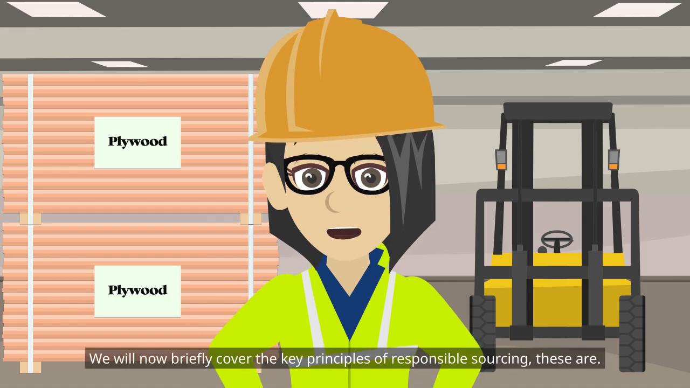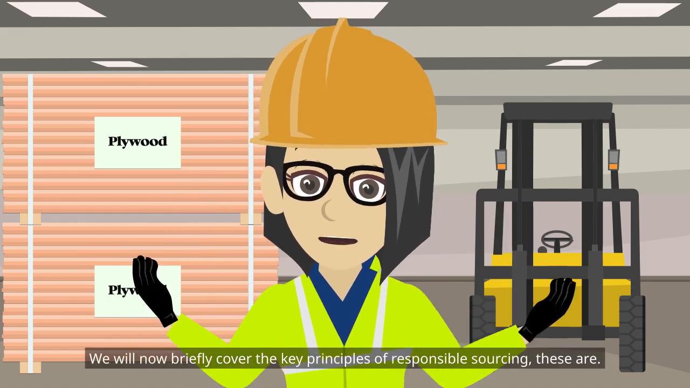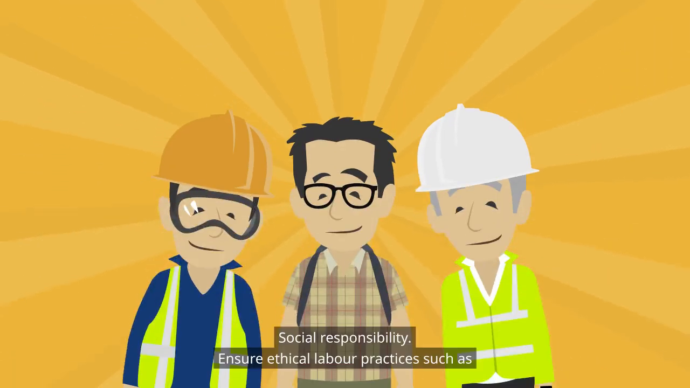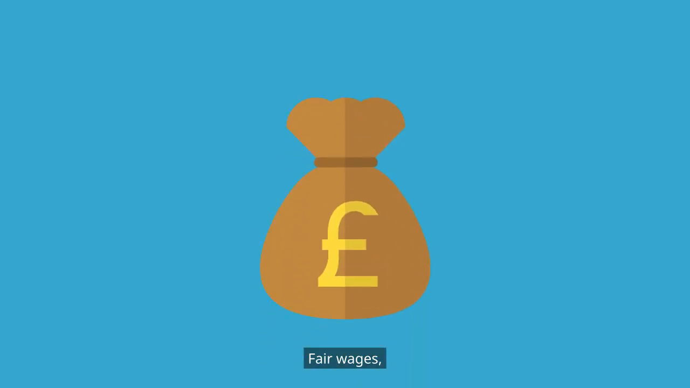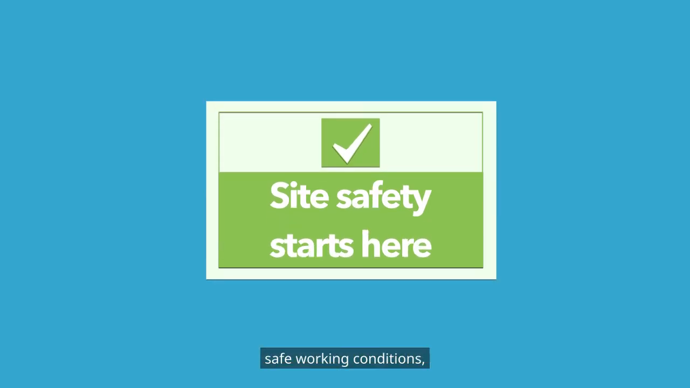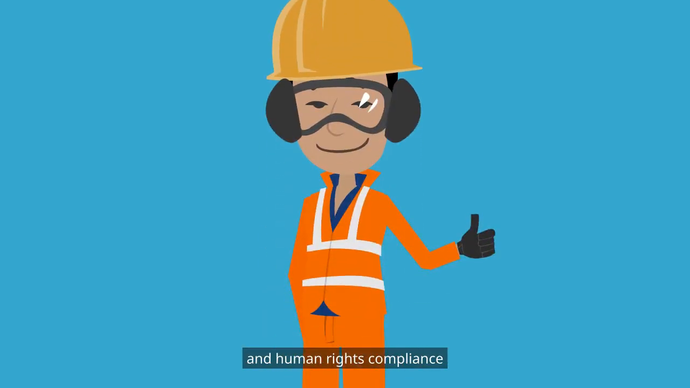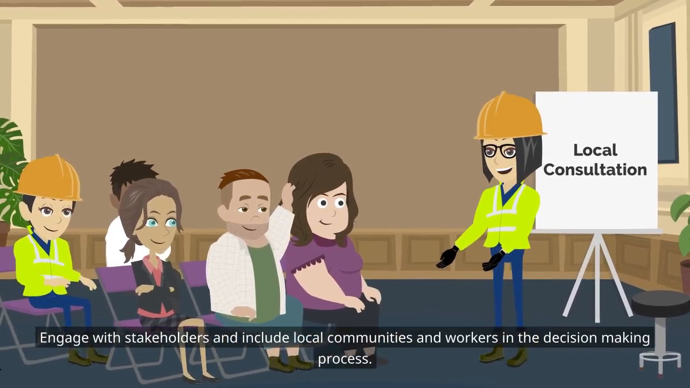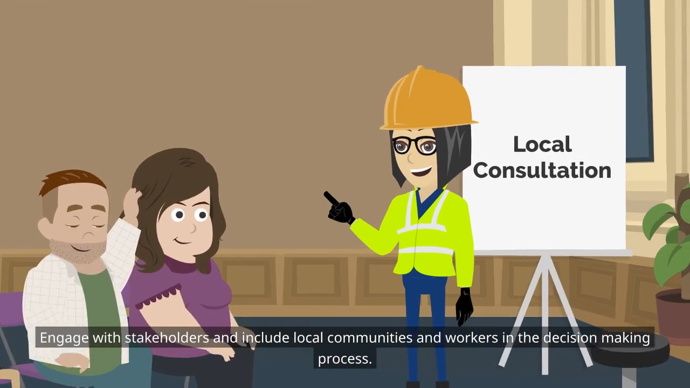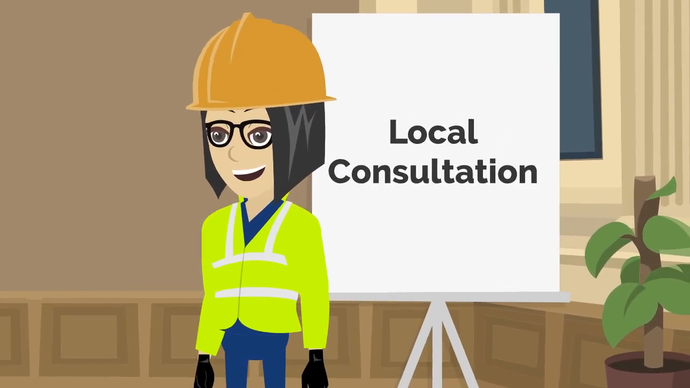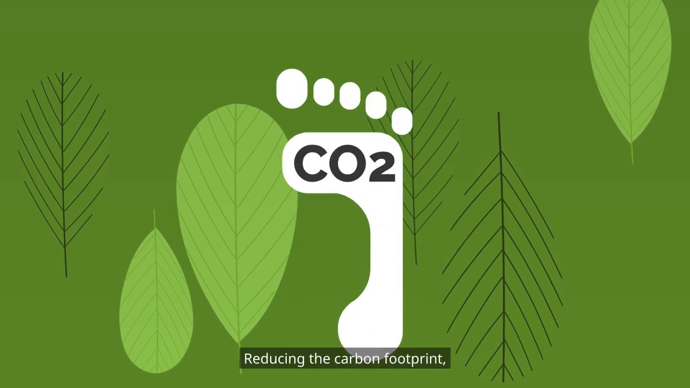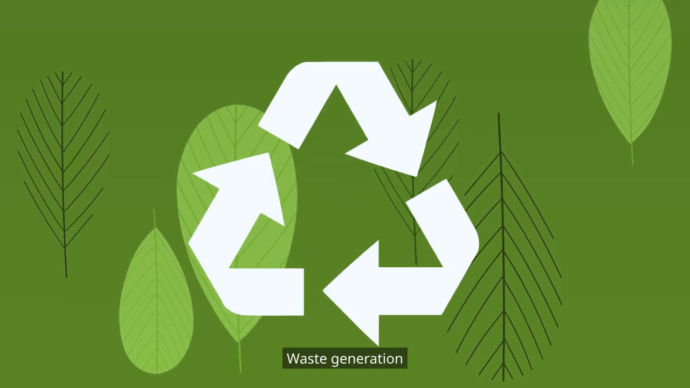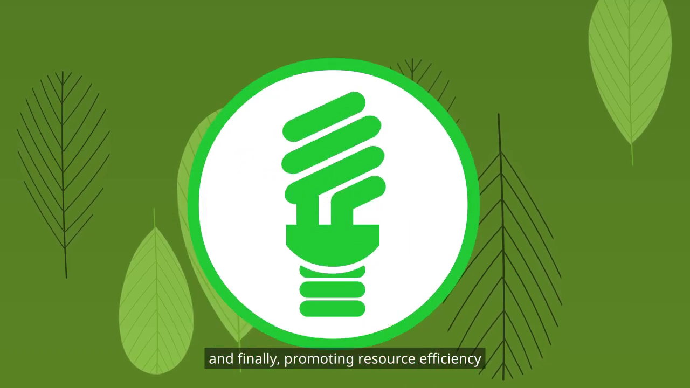We will now briefly cover the key principles of responsible sourcing. These are: social responsibility. Ensure ethical labor practices such as fair wages, safe working conditions, and human rights compliance. Engage with stakeholders and include local communities and workers in the decision-making process. Minimize the environmental impact through sustainable practices, reducing the carbon footprint, waste generation, and finally, promoting resource efficiency.